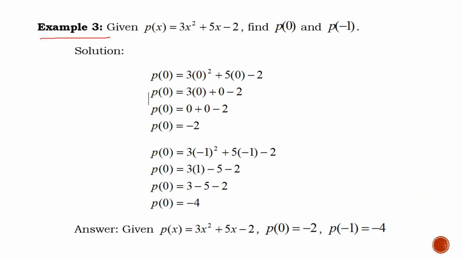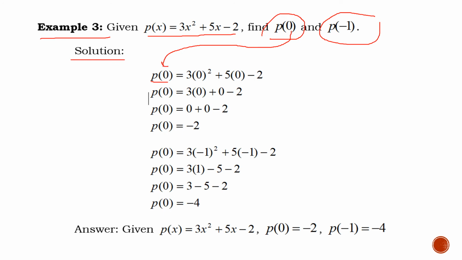For example 3, given the function phi of x is equal to 3x squared plus 5x minus 2, find the value of phi of 0 and phi of negative 1. So for the solution, phi of 0, we simply substitute 0 as the variable x in the given function. So phi of 0 is equal to 3 multiplied by 0. Replace the x variable in the first term by using 0 as the value of x.